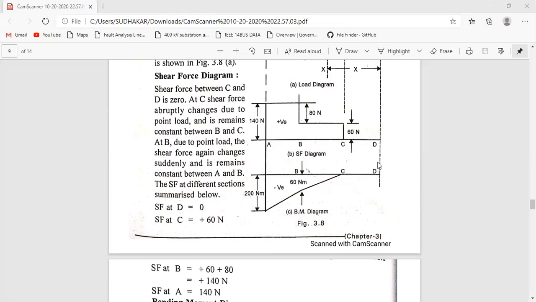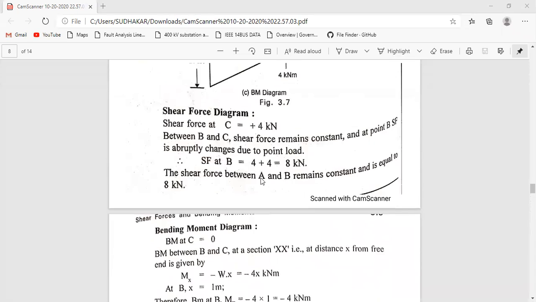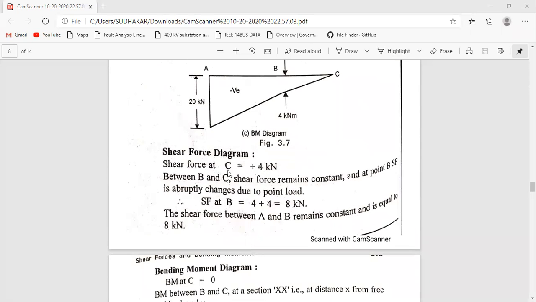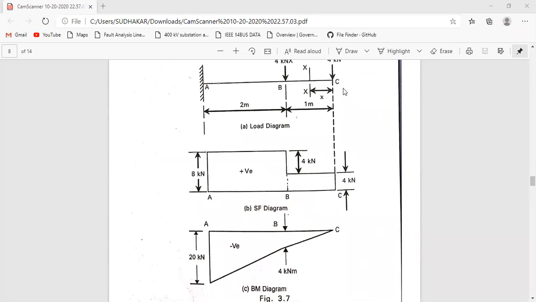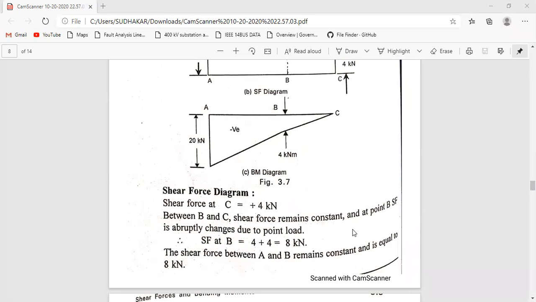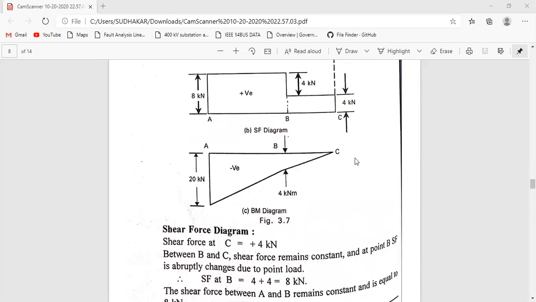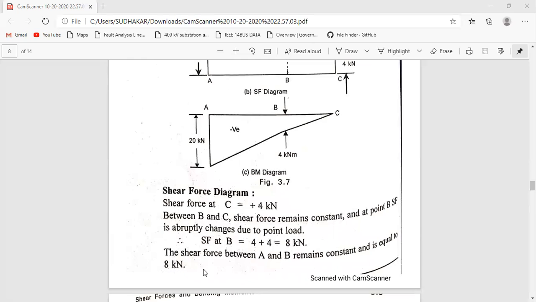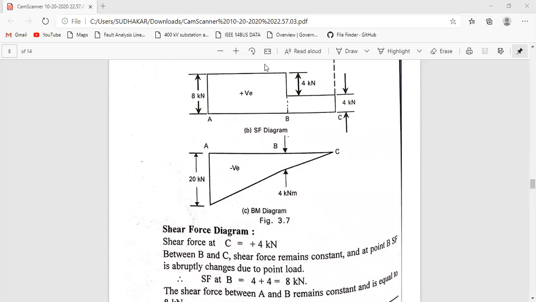So here we need to calculate the values. Up to now we have learned how to draw shear force and bending moment diagrams only. Right now we are going to discuss how to find the values. In the shear force diagram, the shear force at C equals 4 kilonewtons. Between B and C the shear force remains constant. At point B the shear force suddenly changes from 4 to 8 kilonewtons, and from here to here 8 kilonewtons will be constant.